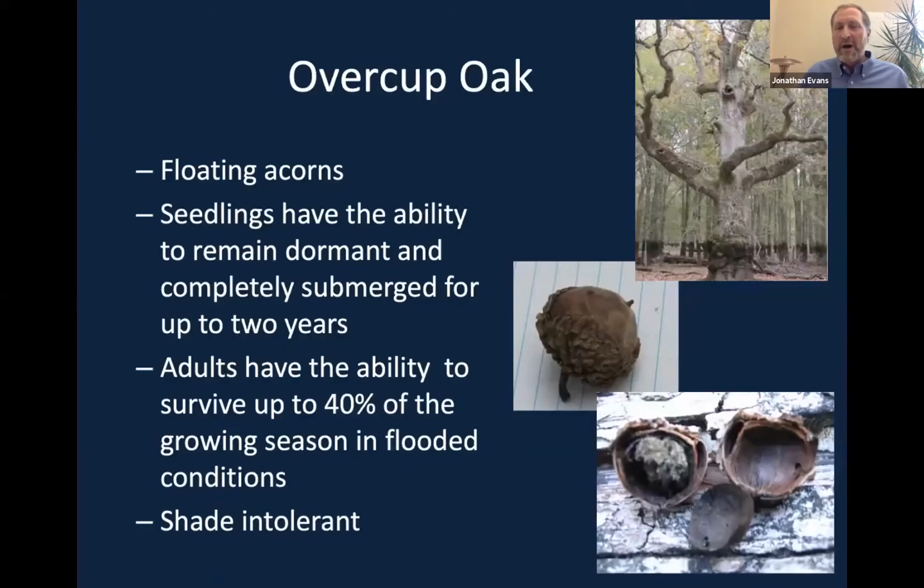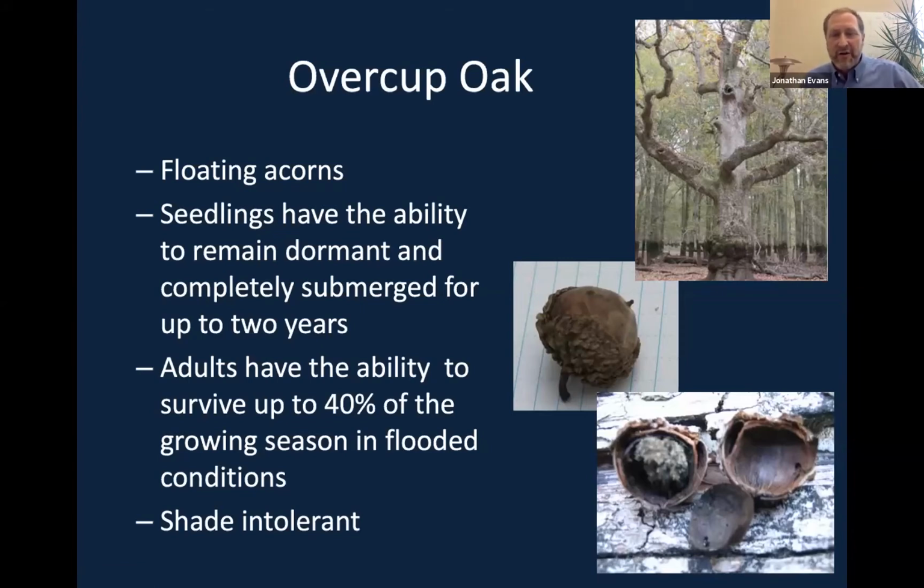Overcup oak is the dominant species in the pond. There's also willow oak and also sweet gum, and those three species make up the vast majority of the canopy. Overcup oak makes up more than 80% of it.